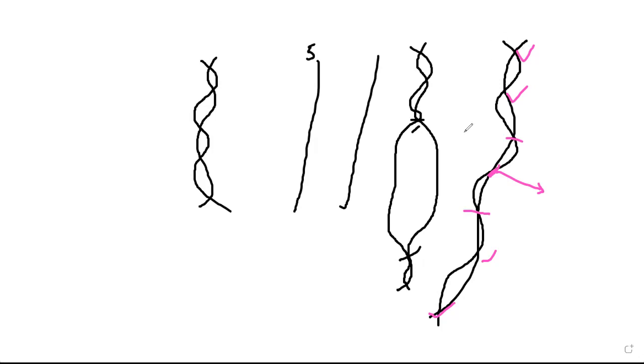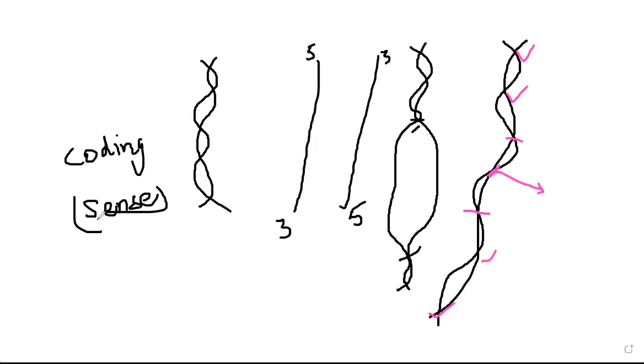Just check. Okay. Next thing is what I was saying. If we have these two strands of DNA, one strand acts as a coding strand and the other strand acts as a template strand. Coding strand is also known as the sense strand. Please write down: coding strand is also known as sense strand, and template strand is known as anti-sense strand. Okay.